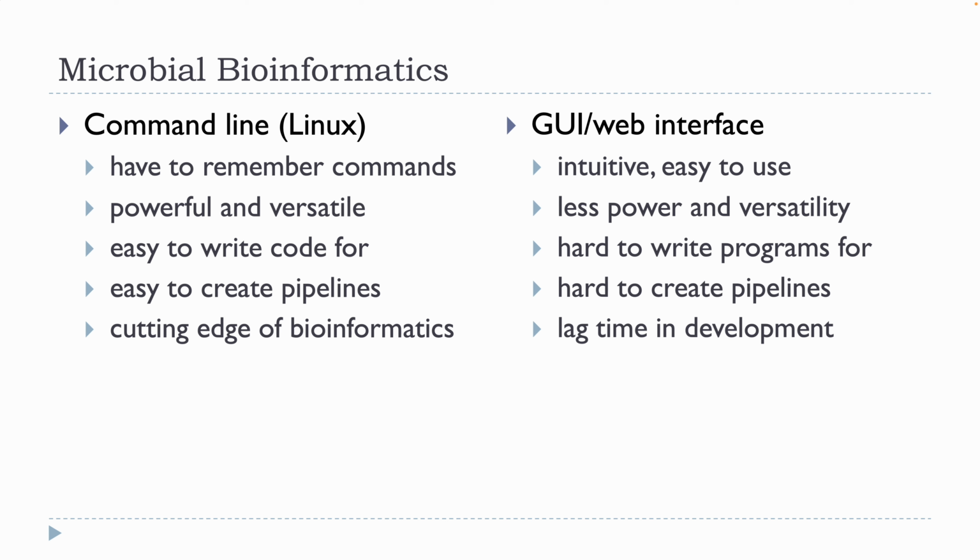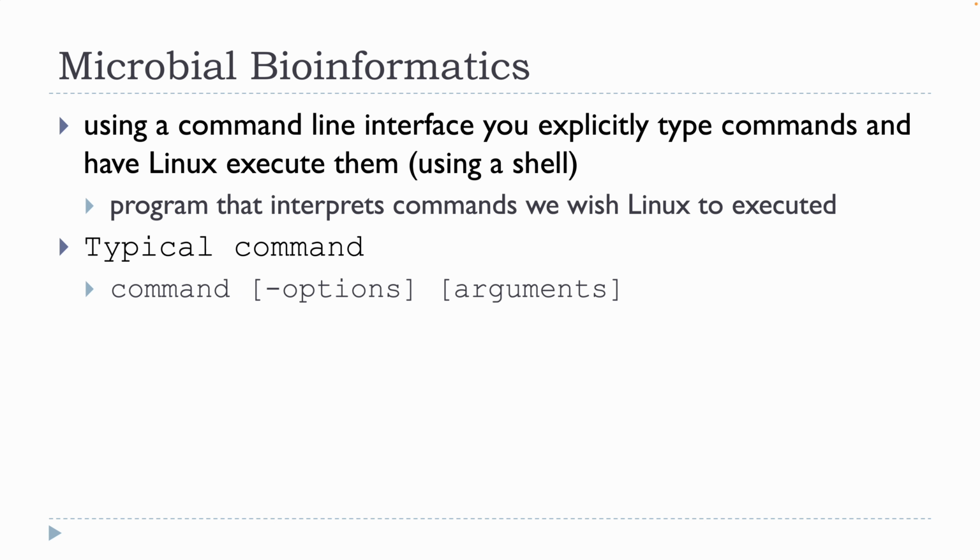And this is intuitive, easy to use, but less powerful, less versatile, much harder to write programs for pipelines, and there's always a lag time in development. So the best programs that use a GUI are always some way out of date in terms of what they can achieve compared to command line. And when you have a command line interface, you explicitly type commands and you have the Linux operating system execute them using what's known as a shell. That's a program that interprets the command we wish Linux to have executed.